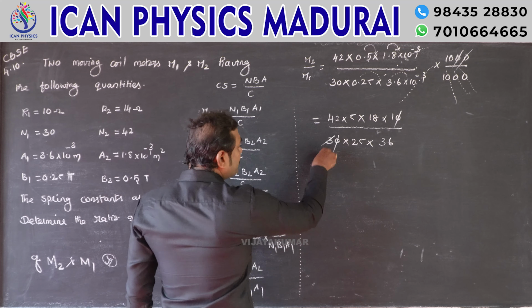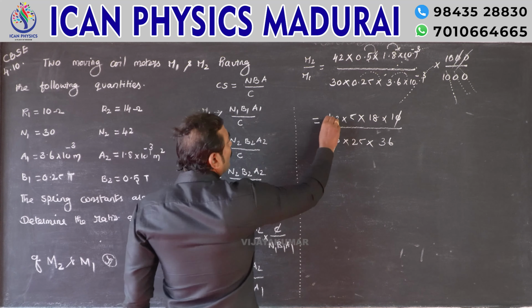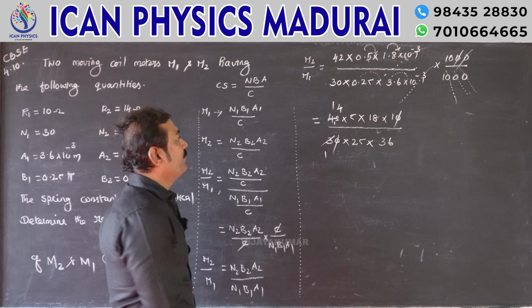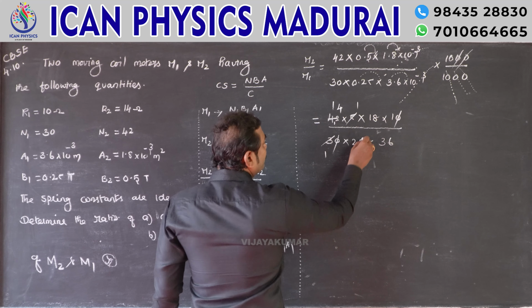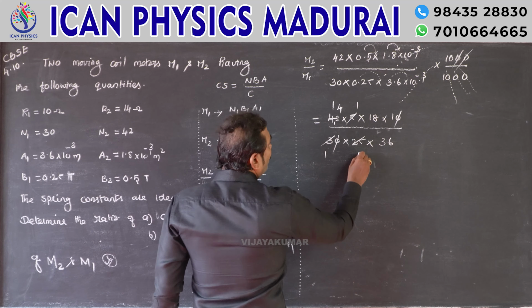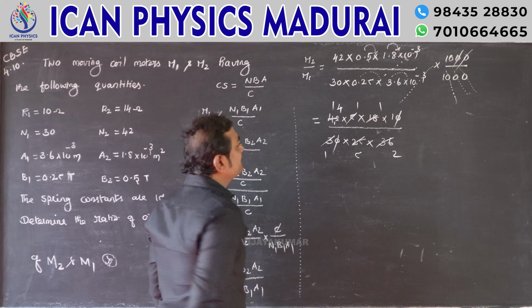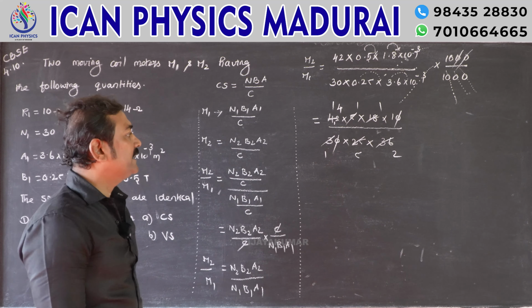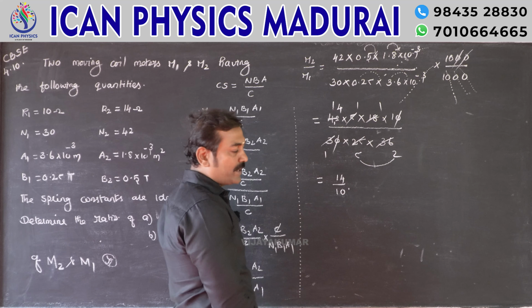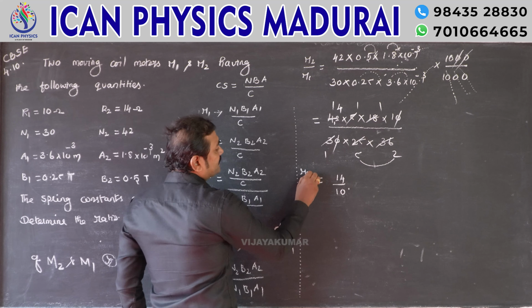Next, 1 3 is 3. 1 3 is 3, remainder 1. 4 3s are 12. 1 5 is 5. 5 5s are 25. 1 18 is 18. 2 18s are 36. So 5 2s are 10. So 14 by 10. So this is the first answer.